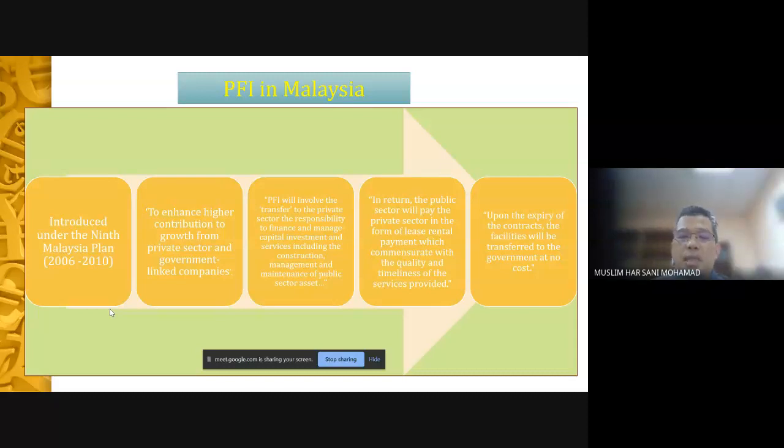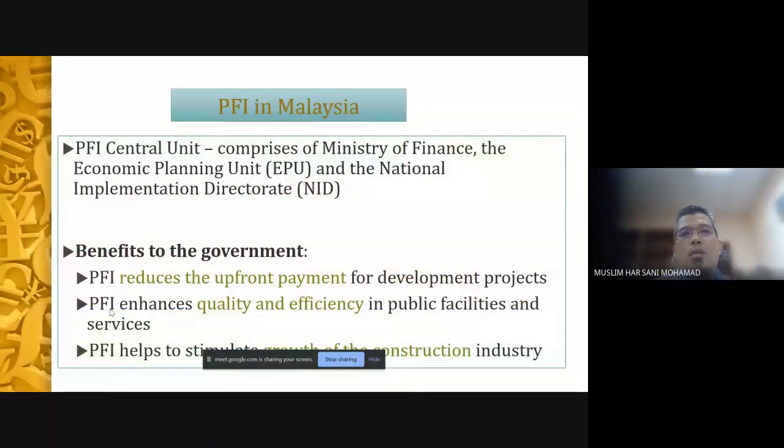Okay, as I mentioned earlier, it's a kind of leasing. Upon the expiry of the contract, the facility will be transferred to the government at no cost. Okay, I think this is quite different from the term in the UK, PFI in the UK. Right, so there is a unit in the Prime Minister's office, the PFI Central Unit, comprised of the Ministry of Finance, the EPU, and the ICU.